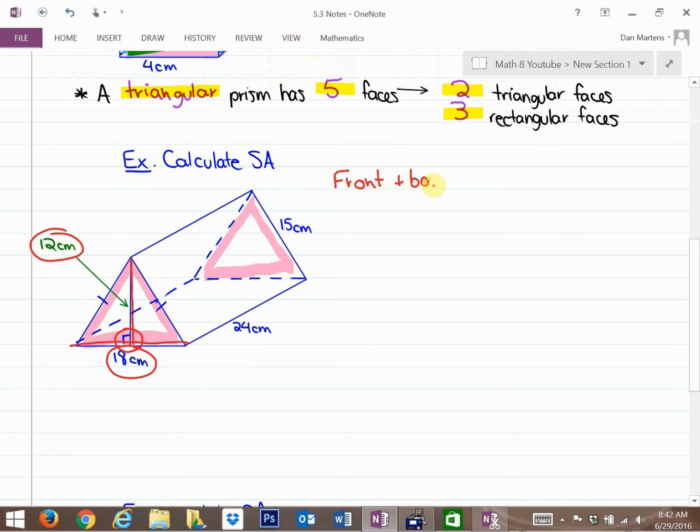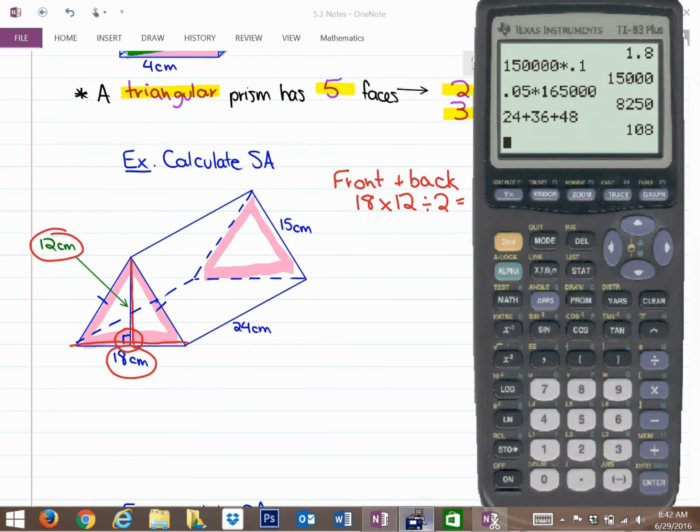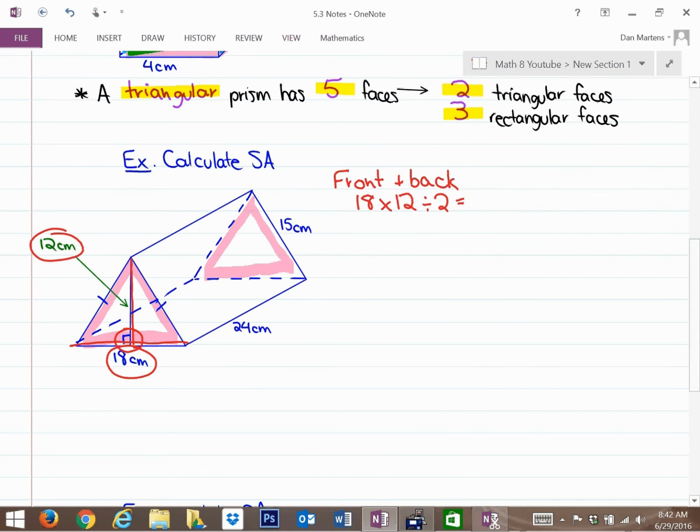So the front and back, which again are triangles, and remember triangles have a slightly different formula for area, base times height divided by 2. So each one, the base is 18, the height is 12, and then we need to divide that by 2 to figure out the area of just one of the surfaces. So 18 times 12 divided by 2 is equivalent to 108 centimeters squared, and that's each. So if we would like to figure out both of them at the same time, we could times that by 2, and that's 216 centimeters squared.